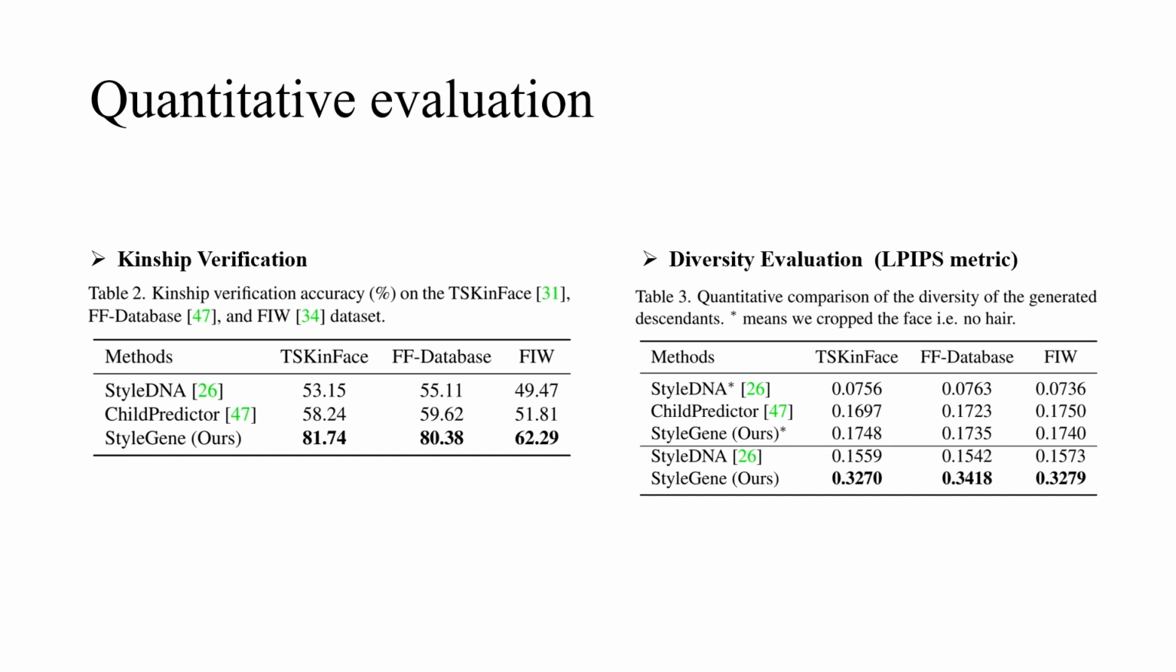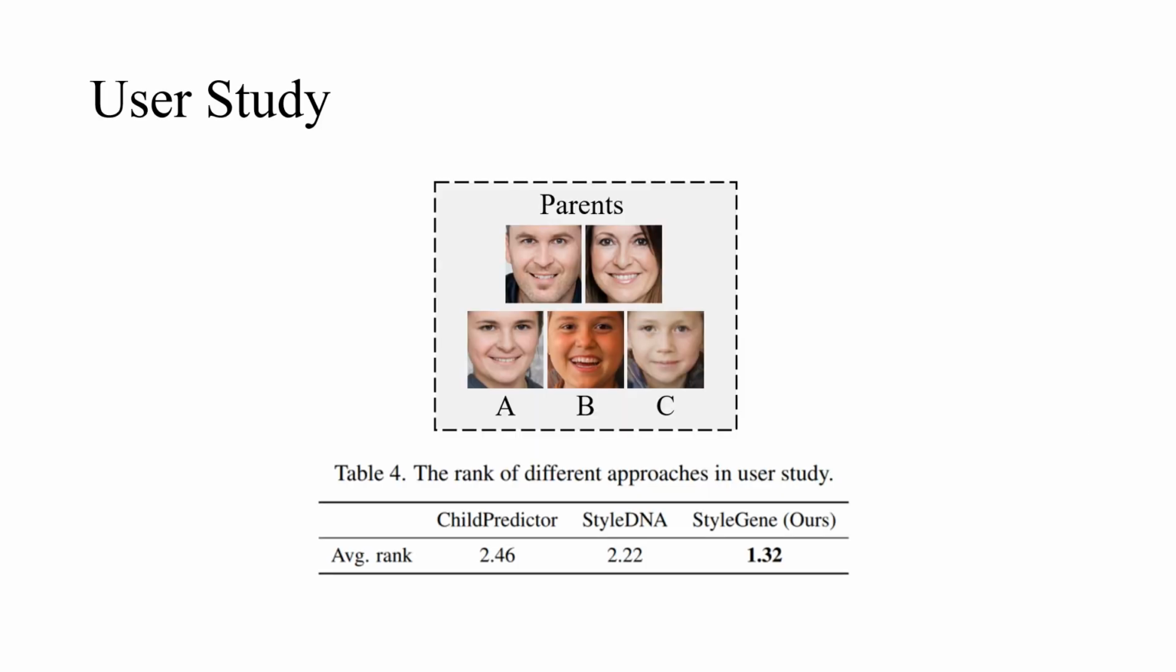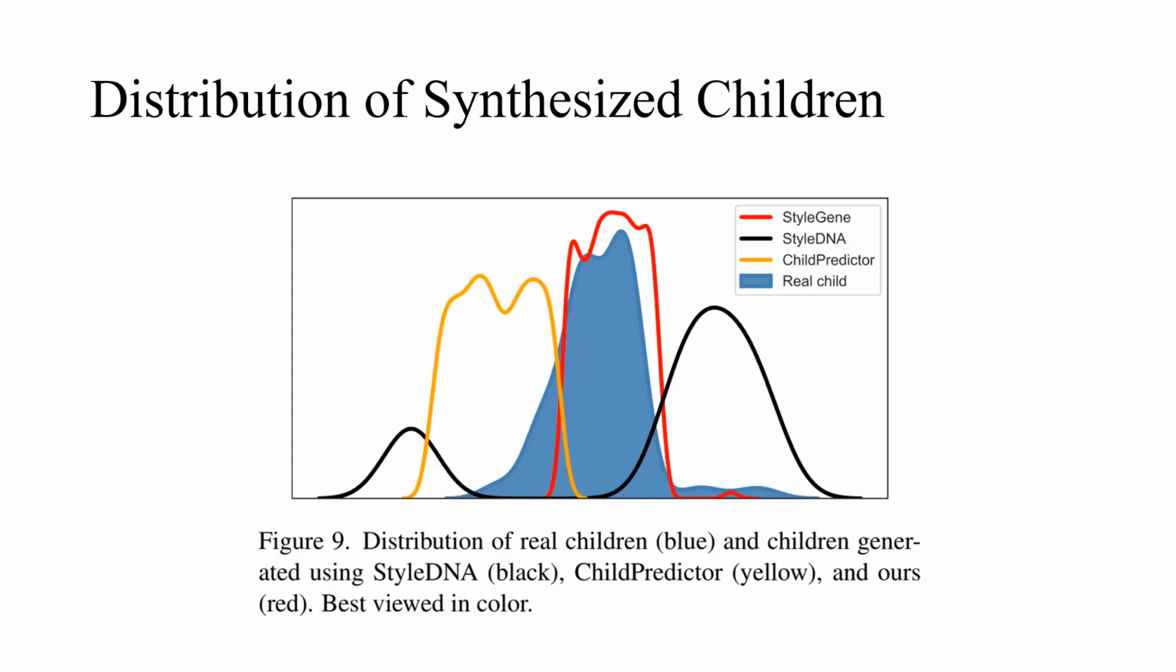We calculated the average verification accuracy by comparing the generated children with their parents. Furthermore, we assessed the diversity among the 40 children within each family by utilizing the LPIPS metric for pairwise comparisons. We also conducted a user study where participants were provided with images of parents and asked to rank the generated children produced by different methods based on their resemblance. We also compared the facial ID feature distribution of the descendants generated by these methods with real children.